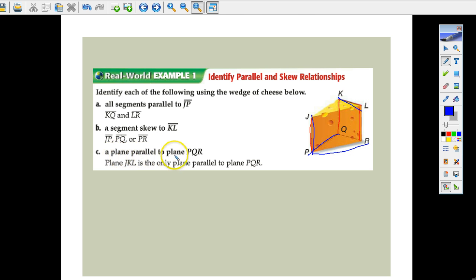Alright, a plane parallel to plane PQR. So PQR, this plane here, the bottom of the cheese. The plane that is parallel to that plane will be the top of the cheese. So plane JKL is the only plane that's parallel to plane PQR.